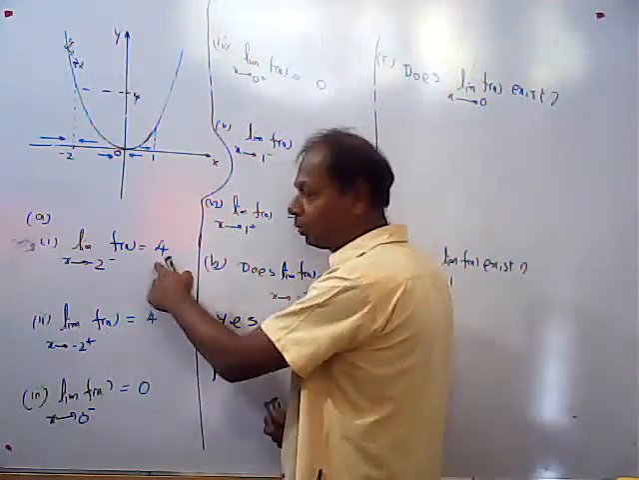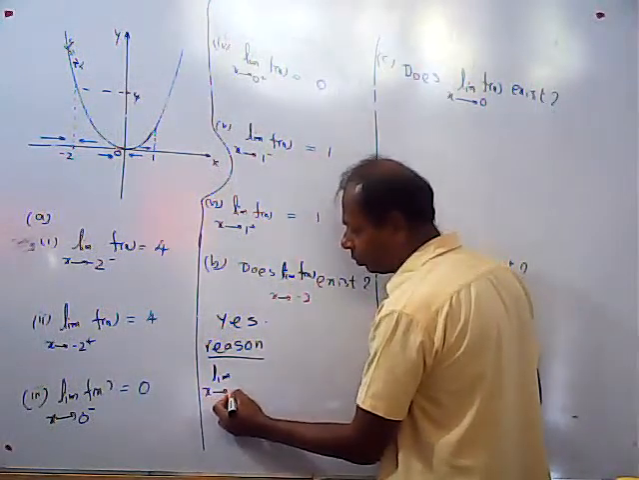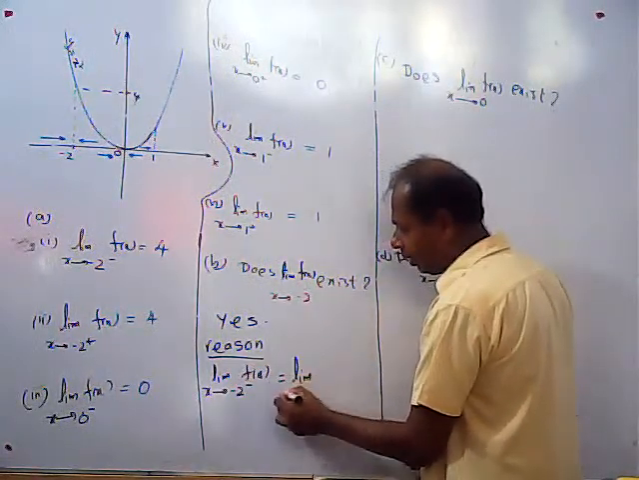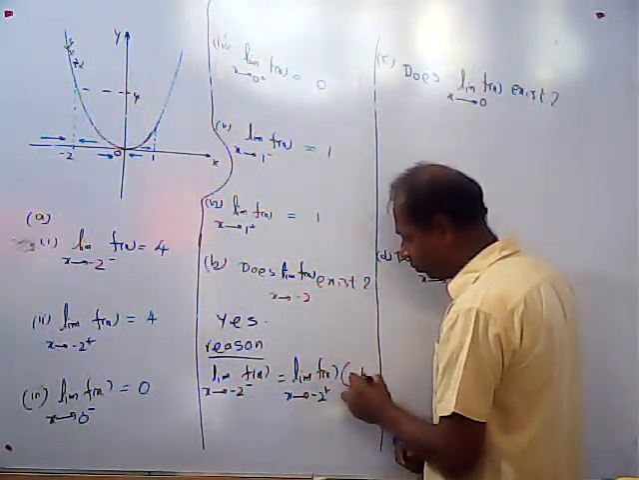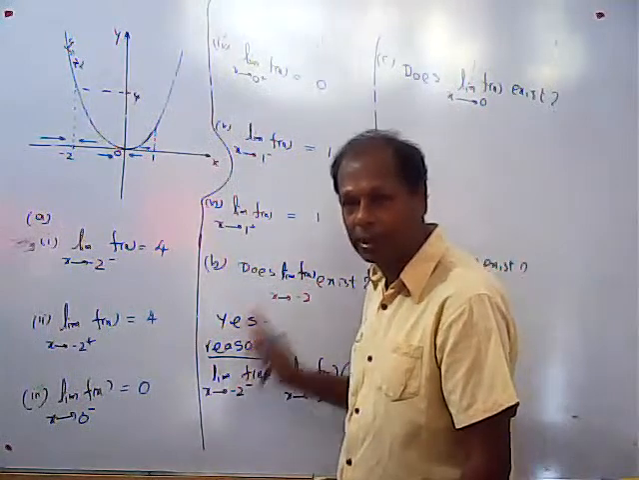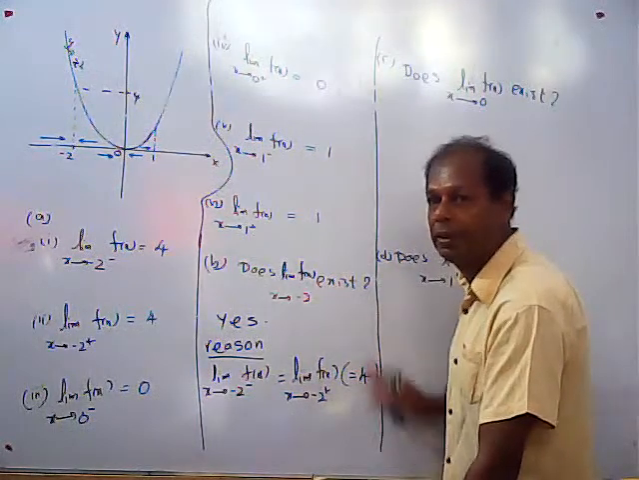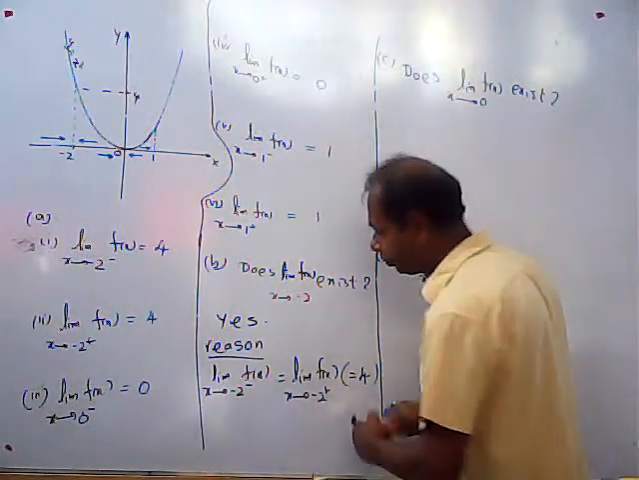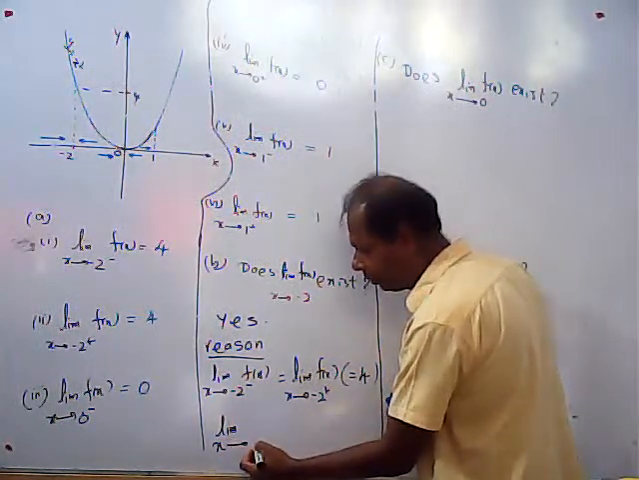The left limit is equal to the right limit. The limit as x goes to minus 2 from the left side equals the limit as x goes to minus 2 from the right side. Further, it is equal to 4. So the left limit is equal to the right limit, and both are equal to 4. Therefore, the limit of the function at minus 2 exists and it is equal to 4.